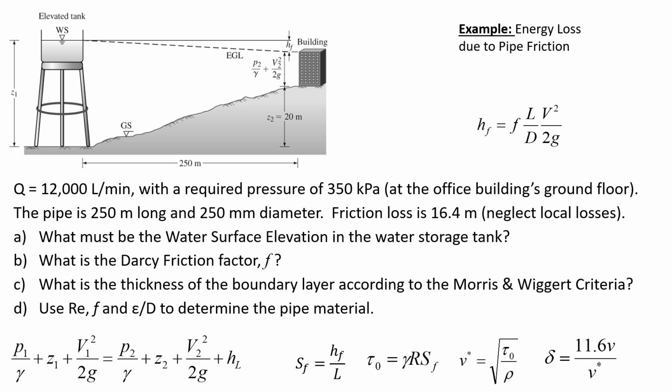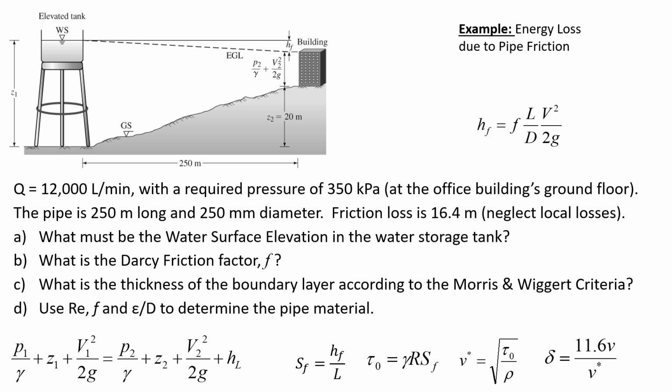So let's look at the energy equation. We've got the pressure head at 1 divided by gamma, plus Z1, plus V1 squared divided by 2g, is equal to the pressure at 2 divided by gamma, plus Z2, plus V2 squared divided by 2g, plus the head losses. We don't know anything about the local losses, so let's just assume that the losses are entirely due to pipe friction here. So I'm just going to say H sub F, because H naught is 0. We're assuming that there are no local losses, which is fine.